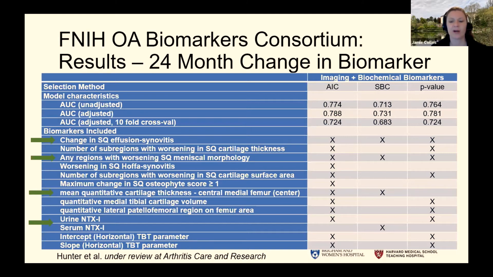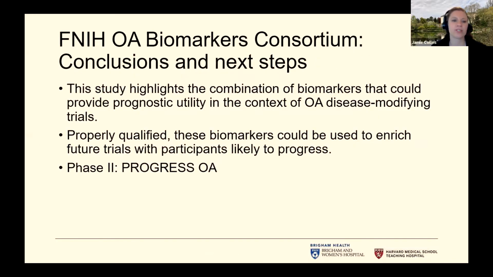And then there were a number of other biomarkers selected in our less stringent AIC and p-value based approaches. So markers of bone shape, semi-quantitative cartilage and osteophytes, and bone area were selected and did seem to improve the discriminative ability of the model with this improved AUC. So the study highlights a combination of biomarkers that could provide prognostic utility in the context of OA disease-modifying trials, and properly qualified, these biomarkers could be used to enrich future trials with participants likely to progress.